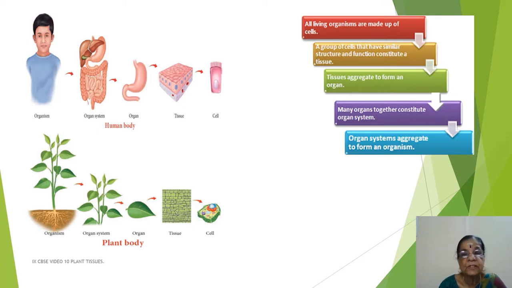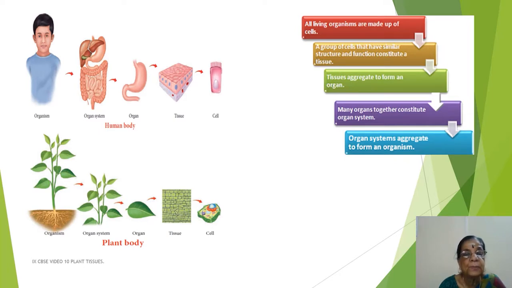Right? Now as we are talking about plant tissues, see here a cell, then these are all parenchyma tissue, and then this leaf is an organ. There are many leaves, so forming an organ system. As the stem and leaf are visible, they form an organ system.